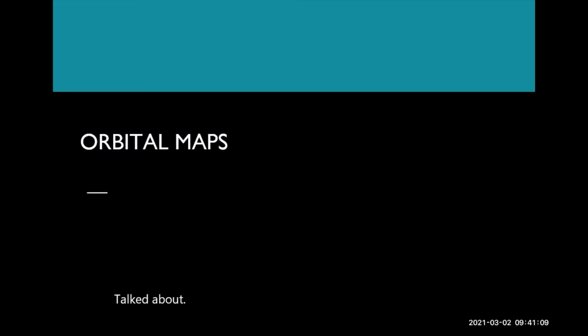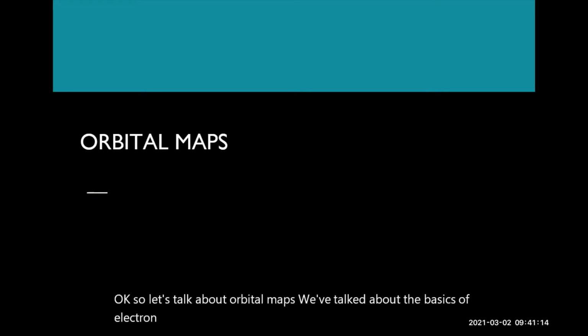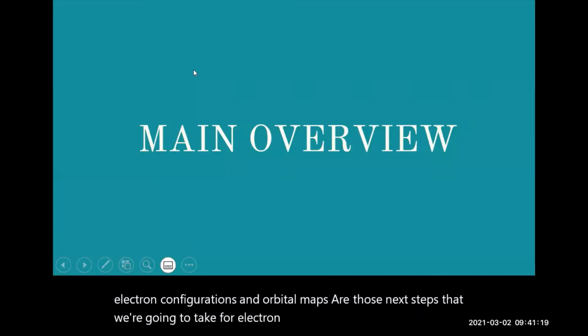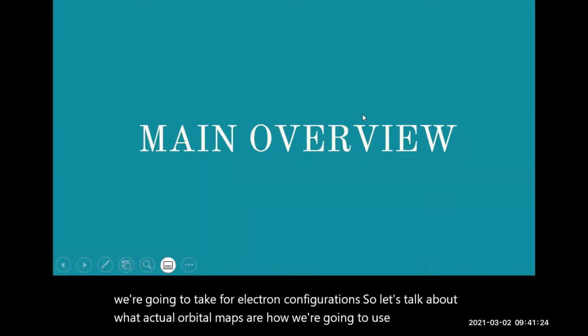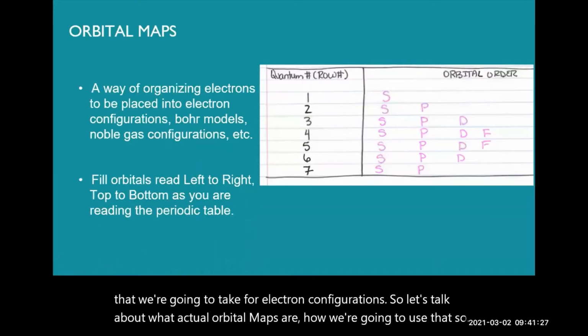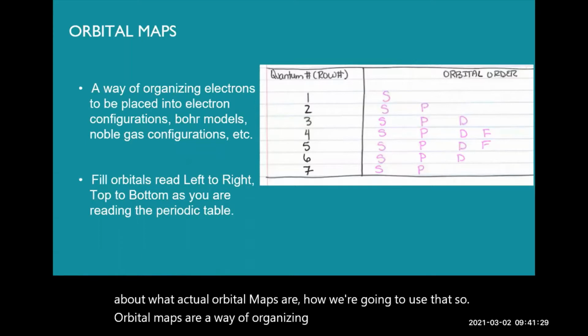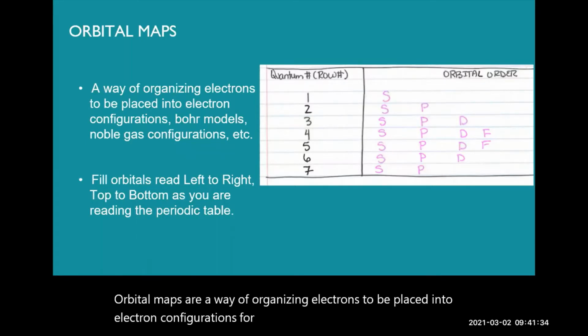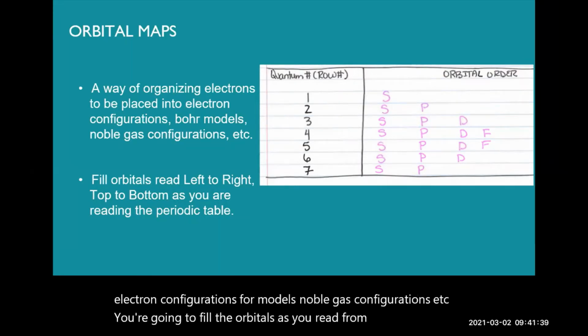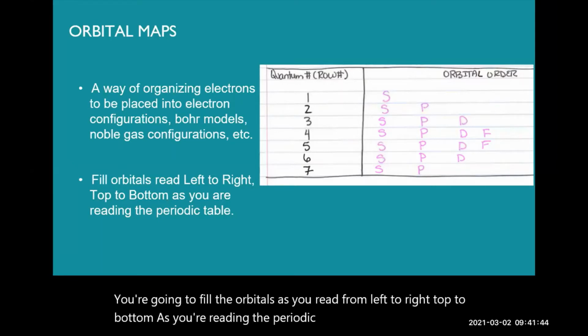Okay, so let's talk about orbital maps. We've talked about the basics of electron configurations, and orbital maps are the next step that we're going to take for electron configurations. So let's talk about what actual orbital maps are and how we're going to use them. Orbital maps are a way of organizing electrons to be placed into electron configurations, Bohr models, noble gas configurations, etc. You're going to fill the orbitals as you read from left to right, top to bottom, as you're reading the periodic table. Here is a basic map.